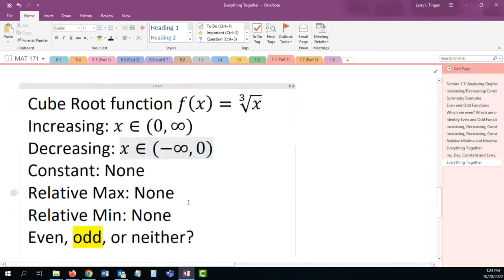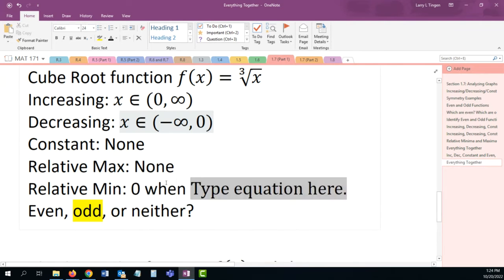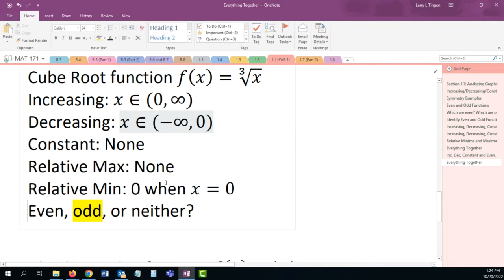Relative max, I don't have one of those, but I do have a relative min, right? And I know I have a relative min because I go from decreasing up until 0 to increasing. So I've got a relative min of 0 when x equals 0.